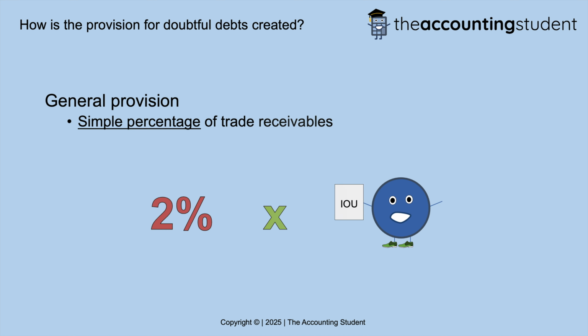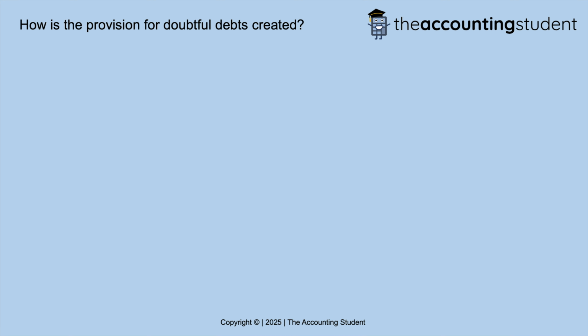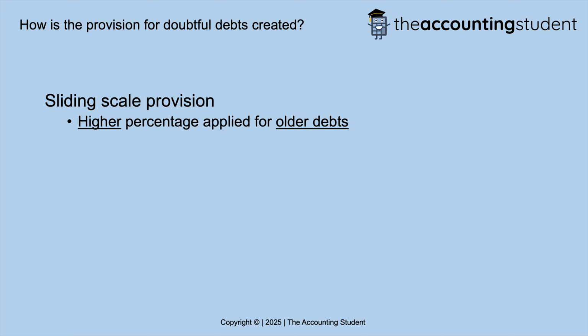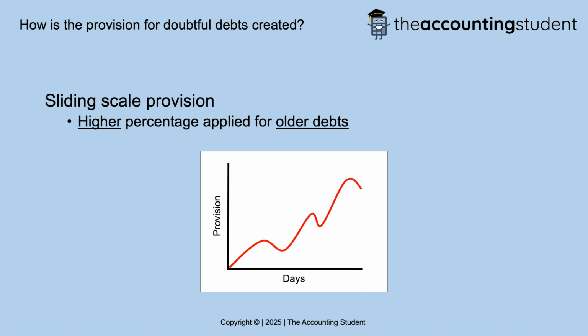Another way in which the provision for doubtful debts is created is through a sliding scale provision. This is where a higher percentage is applied for older debts. For example, the percentage increases after a certain number of days.